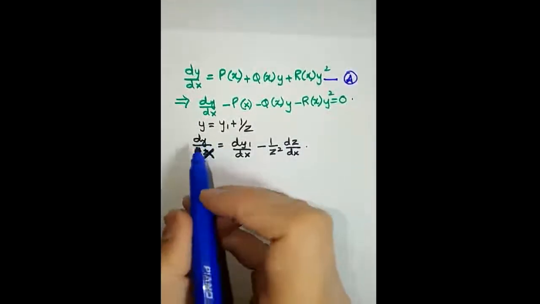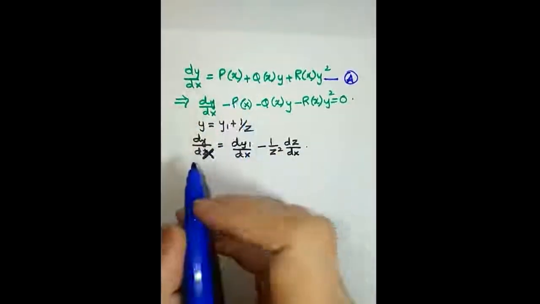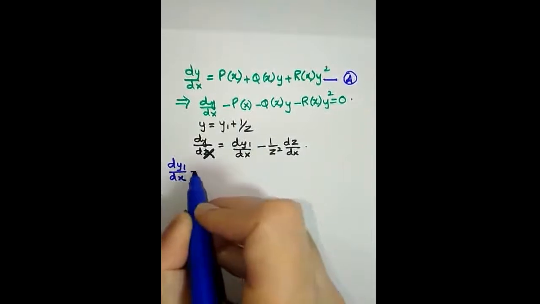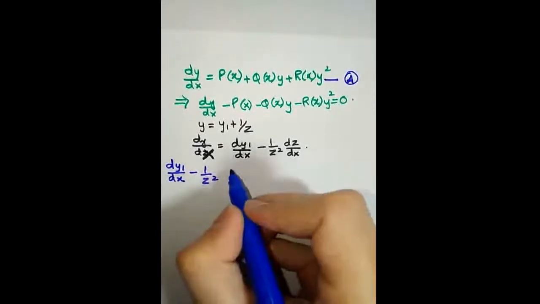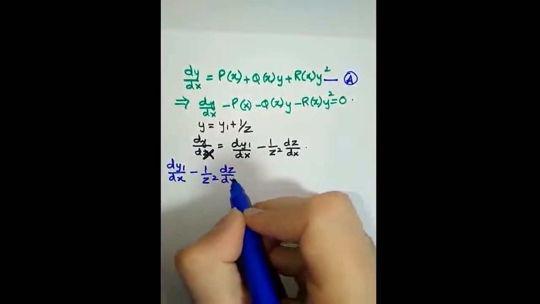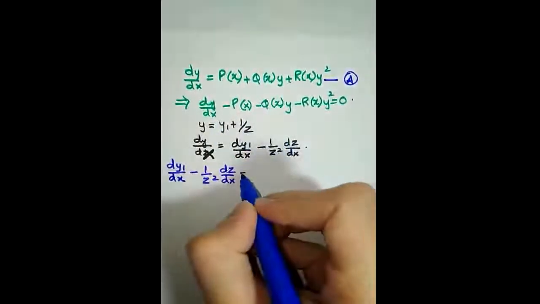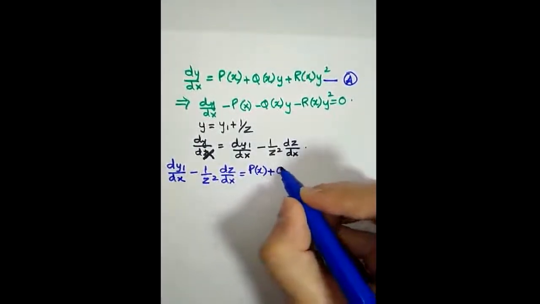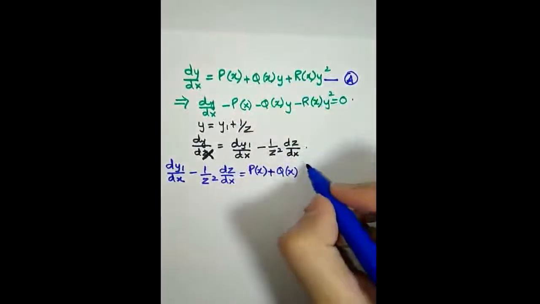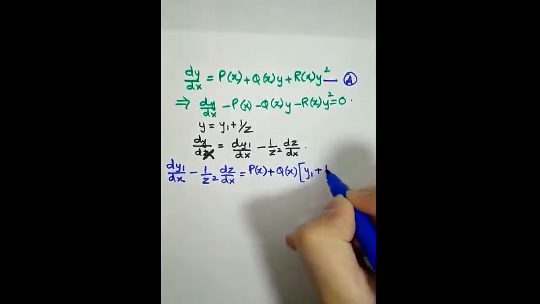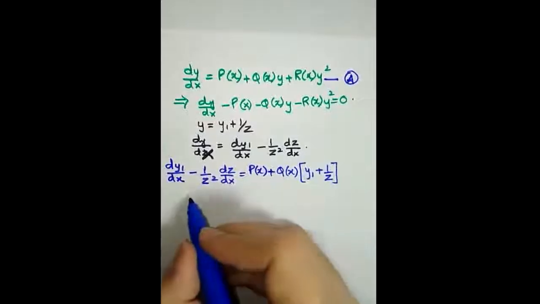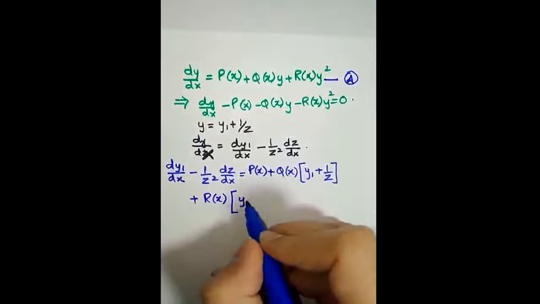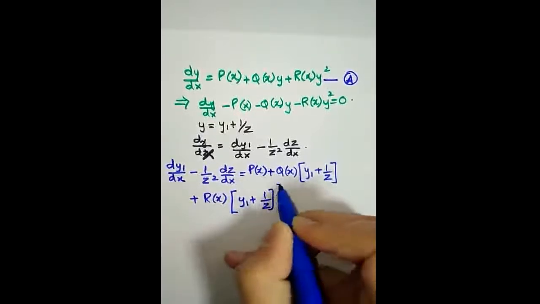So in the place of dy by dx in the left hand side of equation A, it becomes dy1 by dx minus 1 by z square dz by dx. So that is the left hand side, equals p of x plus q of x, and in place of y I am writing y1 plus 1 by z, plus r of x, and in place of y square I am writing (y1 plus 1 by z) whole square.